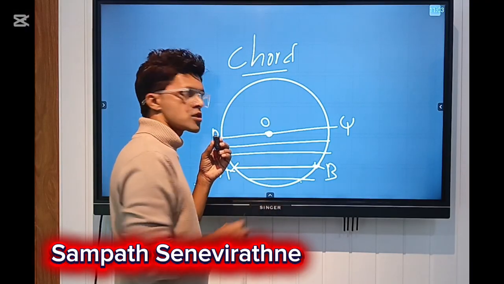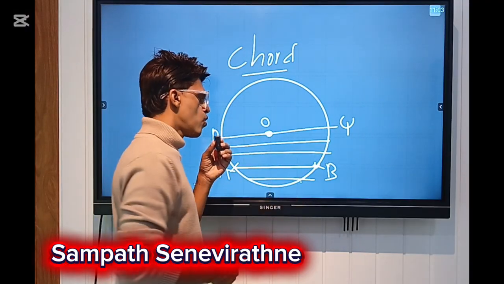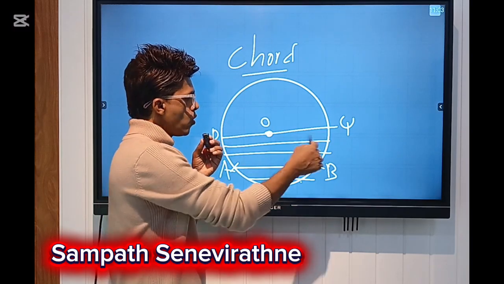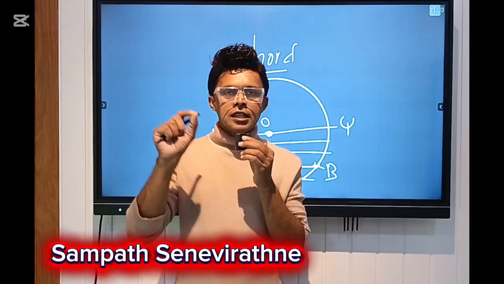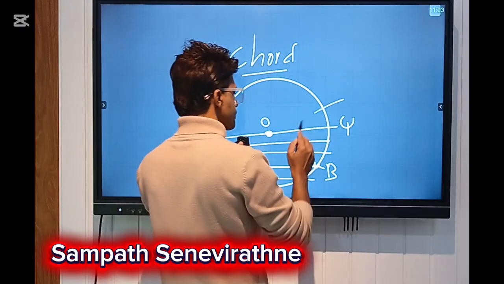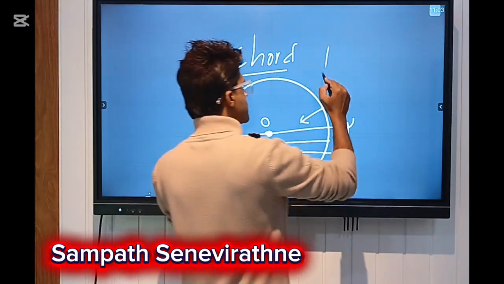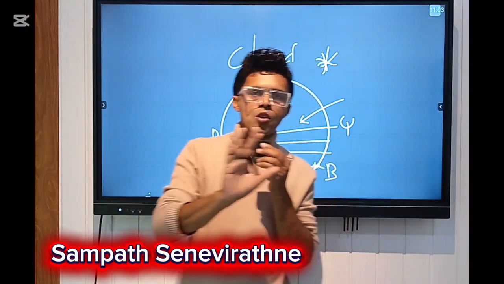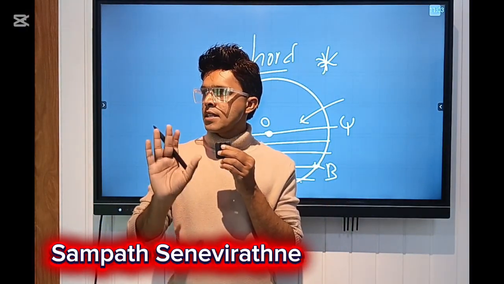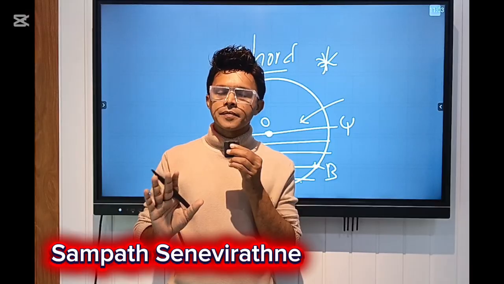So this is the longest chord. This one also is the longest chord. The longest chord of a circle can be named as the diameter. This is the longest chord. So which means diameter is a chord. Diameter is the longest chord of a circle.